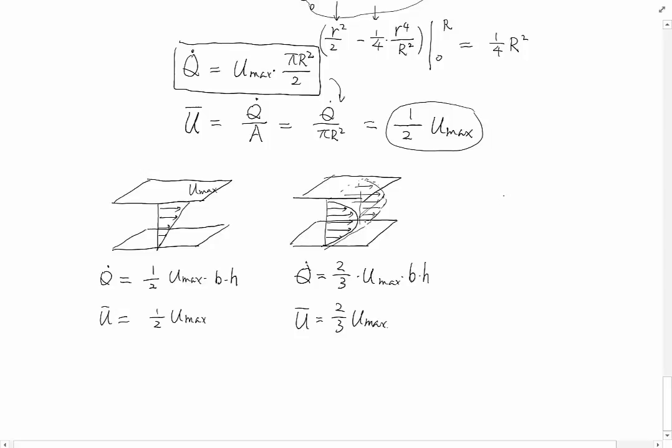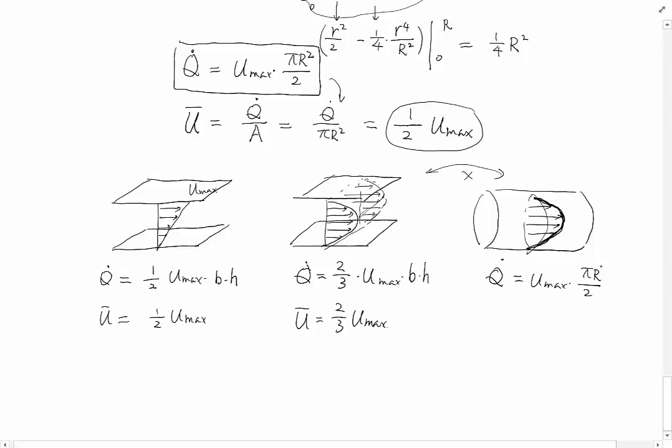But if we have a pipe, now the velocity profile is like a bullet tip. This and this, those two are not the same. Now the flow rate is Umax times half pi R squared, and the average velocity is 1/2 of the maximum velocity again.